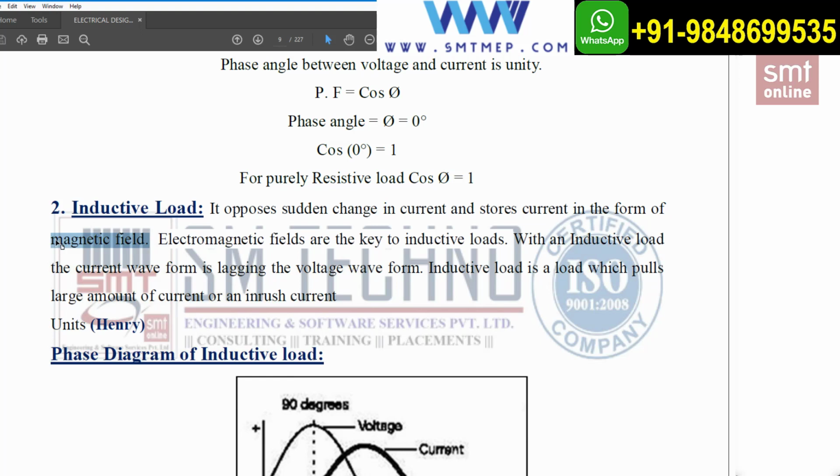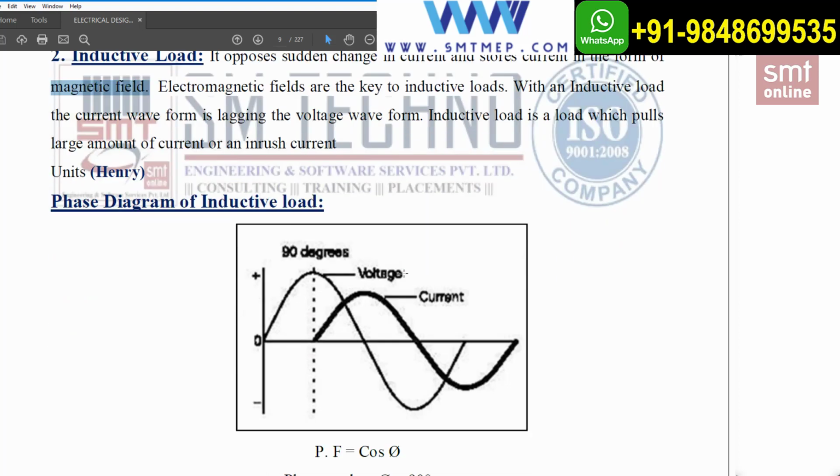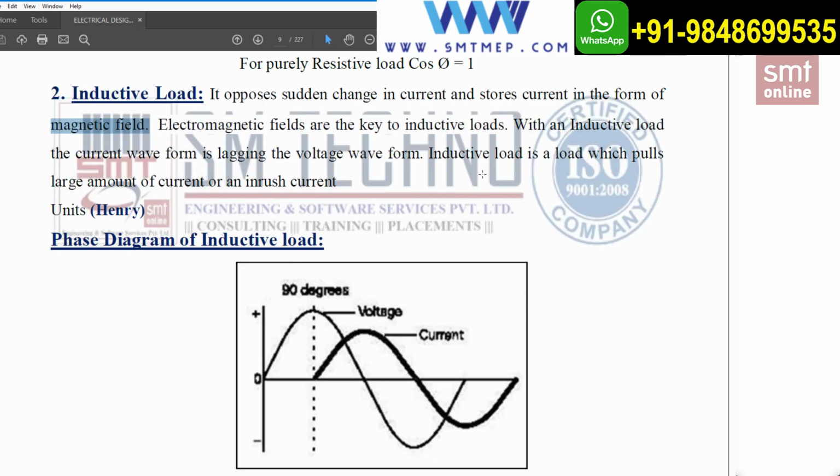In the machine we can see we are having magnetic fields, nothing but a winding concept. Because of that, it will take an excessive amount of current because it has to charge. So electromagnetic fields are the key to inductive loads. With an inductive load, the current waveform is lagging the voltage waveform. Here we can see the concept of that. So an inductive load is a load which pulls a large amount of current or an inrush current. Whenever you are using any kind of inductive load, the major drawback is that it will take the maximum amount of current. And the unit for inductance is the Henry.